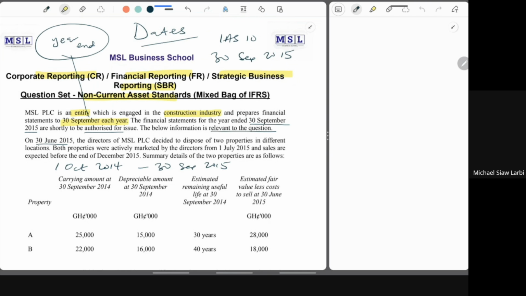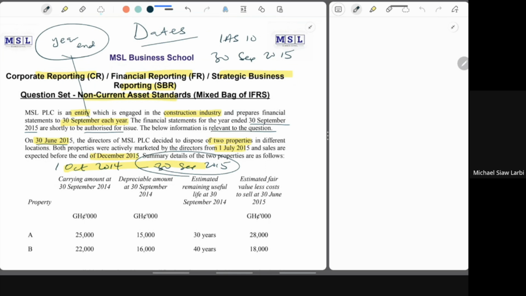So on 30th June 2015, somewhere within this 12-month period, the directors of MSL PLC decided to dispose of 2 properties in different locations. Both properties were actively marketed by the directors from 1st July 2015, and sales are expected before the end of December 2015. Remember the year end is 30th September 2015, but they expect to sell sometime by December.